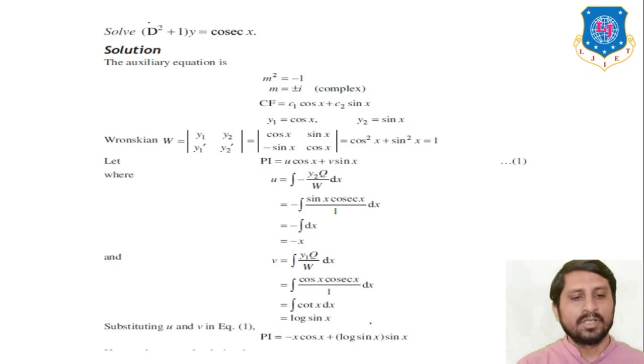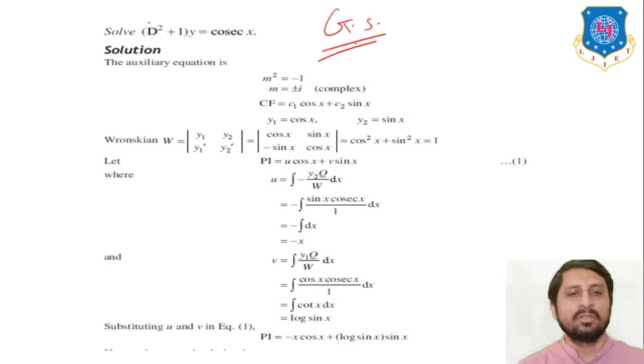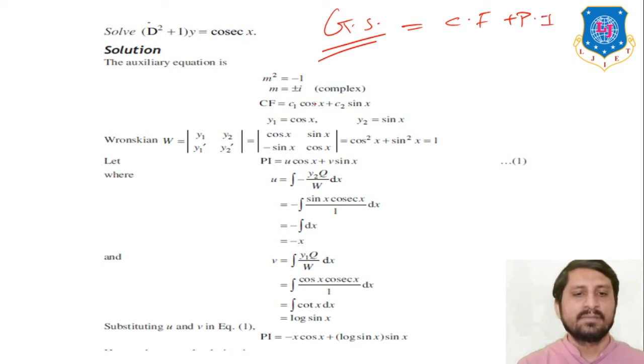So u is clear, v is clear, and the particular integral is c1 into u plus c2 into v. Just don't forget to write down the general solution, that is complementary function plus particular integral. The complementary function is c1 cos x plus c2 sin x, and the particular integral is this one: minus x cos x plus log sin x into sin x.